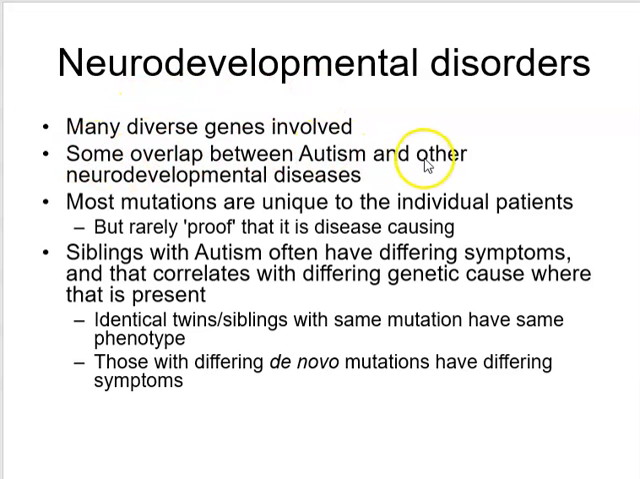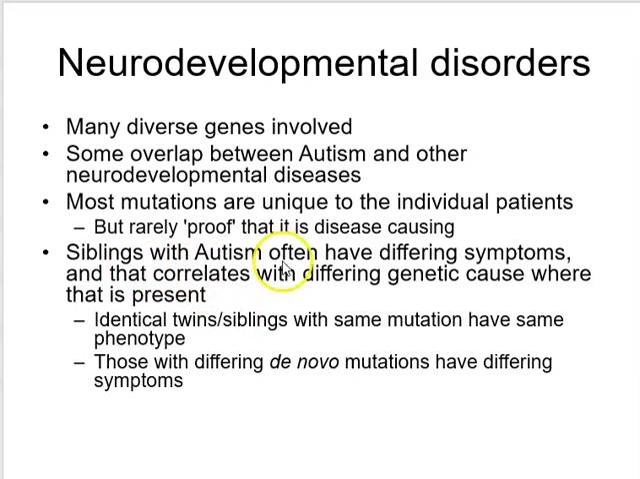We've got some overlap between autism and other neurodevelopmental diseases in that the same genes seem to be affected. However, it's very difficult to say for certain whether these mutations that have been picked up are absolute proof that they are disease causing, because you've only got one individual with that mutation who happens to have the disease, and it may well just be a random mutation that has cropped up. So it is quite difficult to be absolutely sure these are disease causing. They're just called likely disease causing.